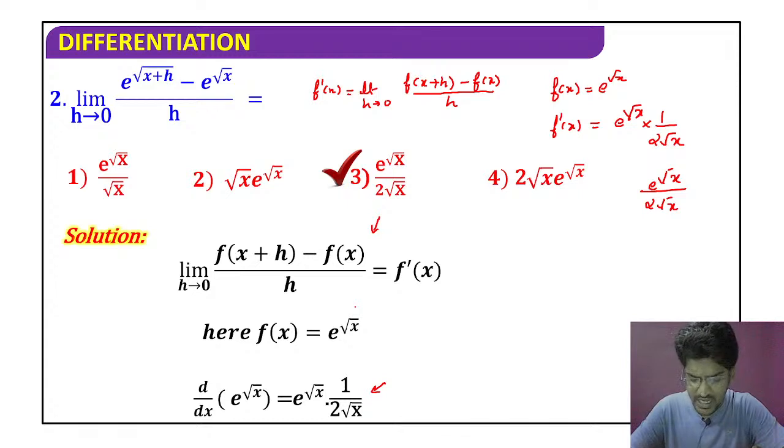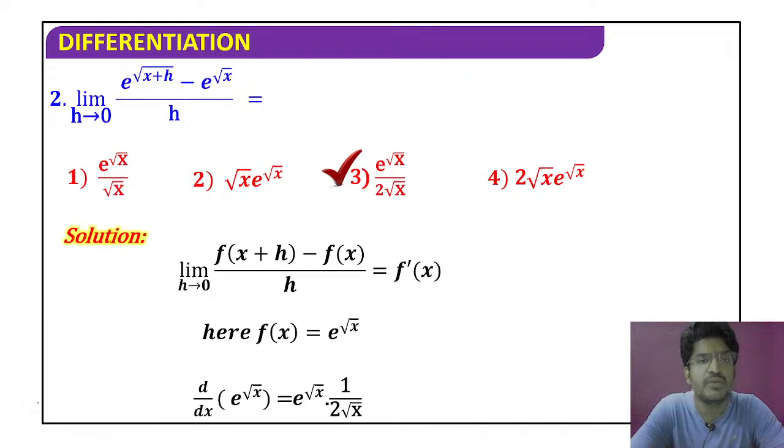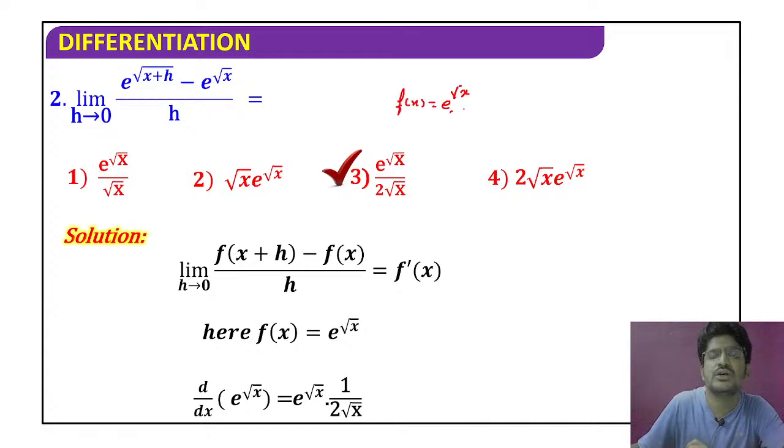So here you can just go through it and you can understand, because it is a very simple problem by using our first principle method. Clear? So by using our first principle method, you can just take f of x is e to the power of root x. If you differentiate that, you will get our required answer. Okay, very good.